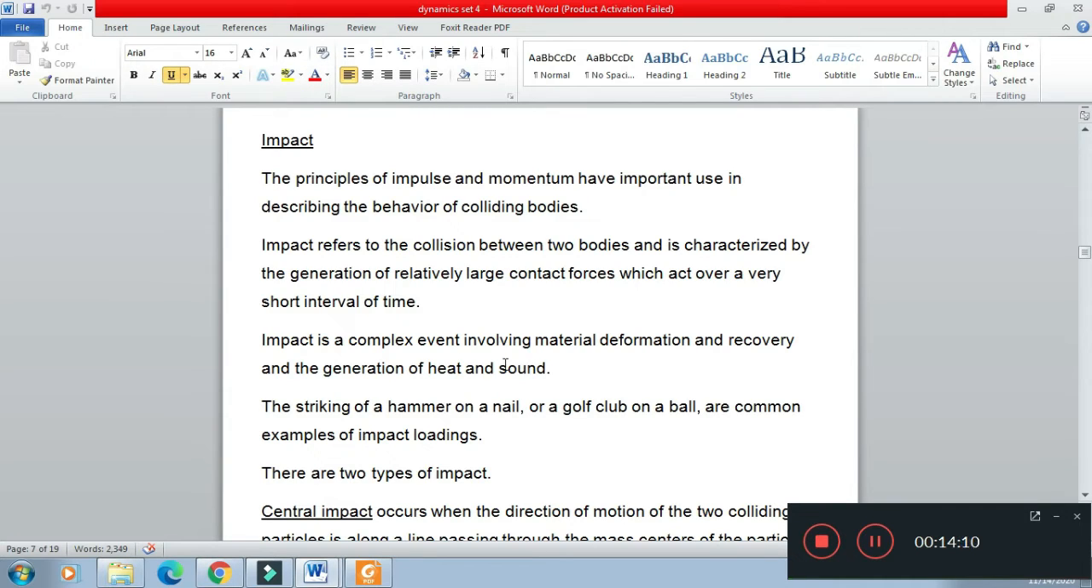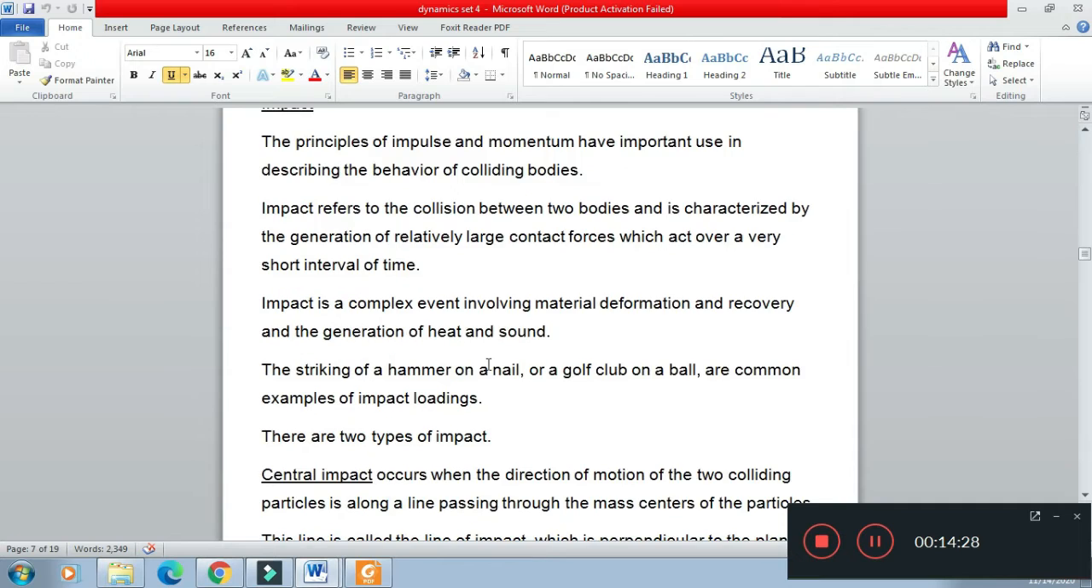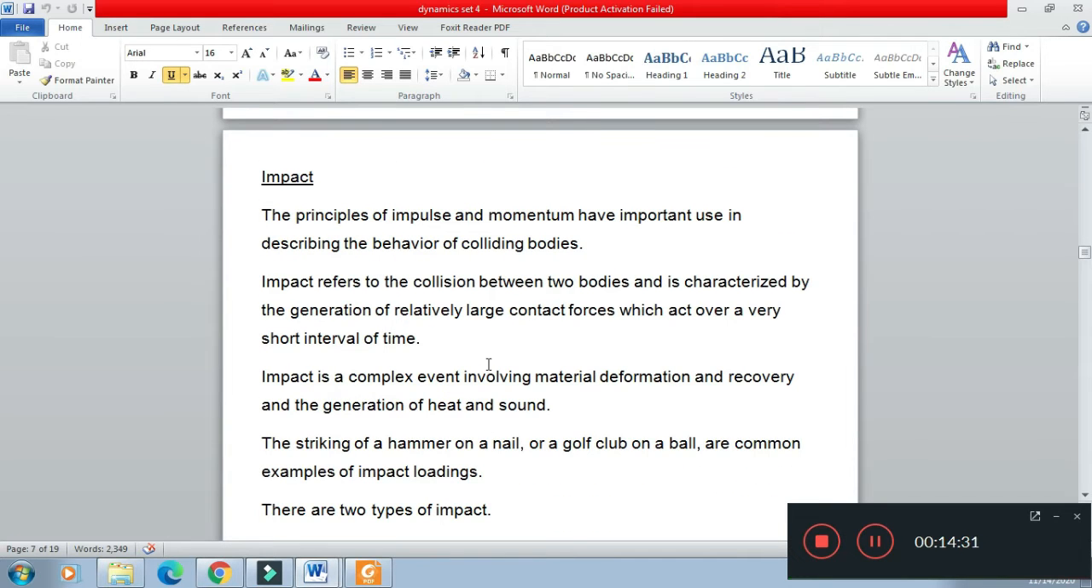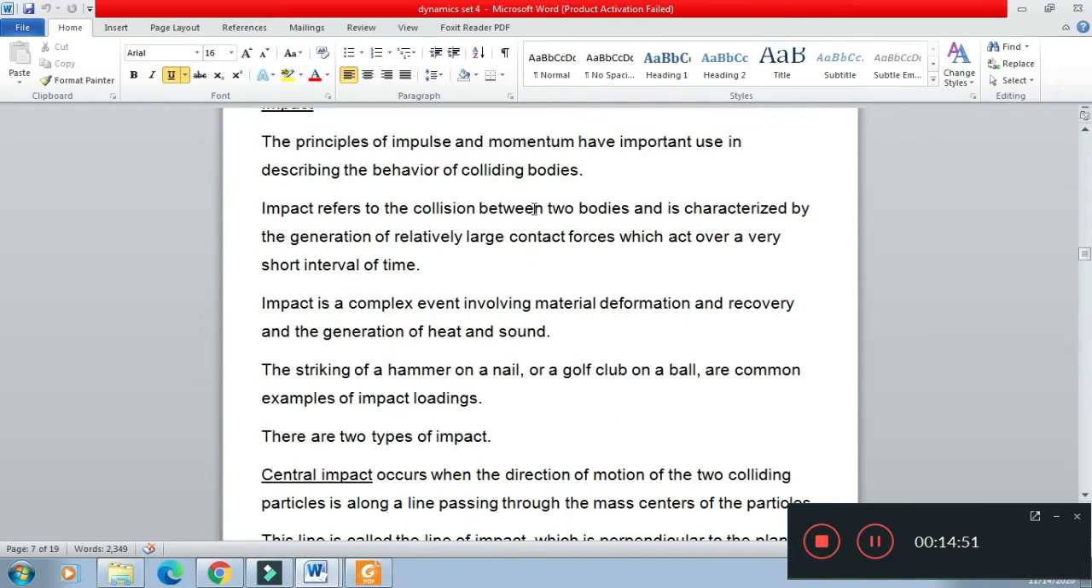Impact is collision between two bodies, and along with the collision there are large contact forces, and the duration of interest is of small time. So in the definition of impact we are considering the collision between the two particles, and in addition, while there is collision there are large contact forces, and the duration of the contact force is usually very short. So in the definition of impact, these three conditions are there.